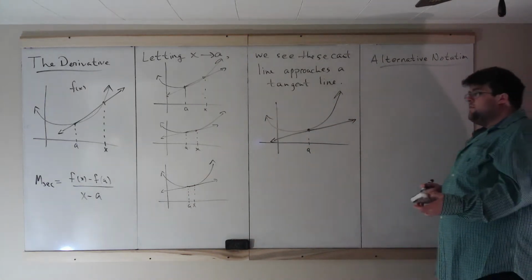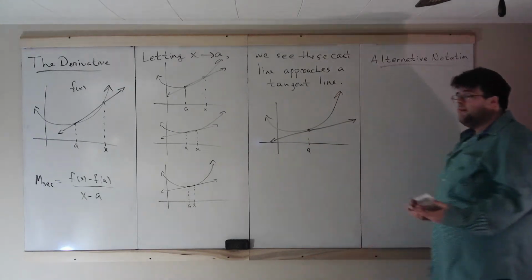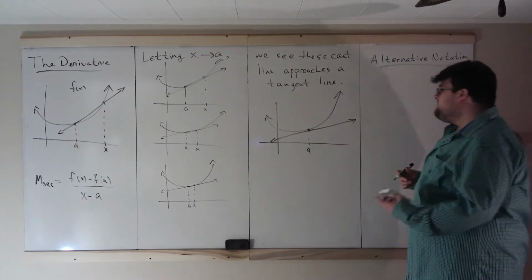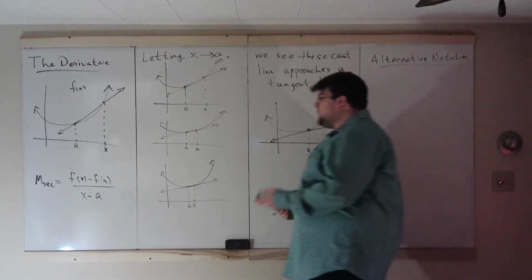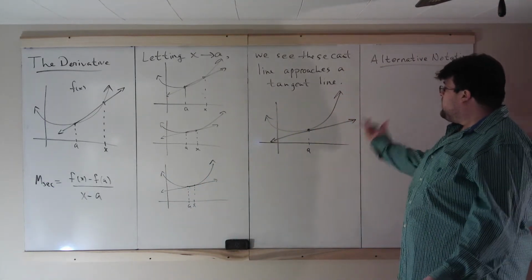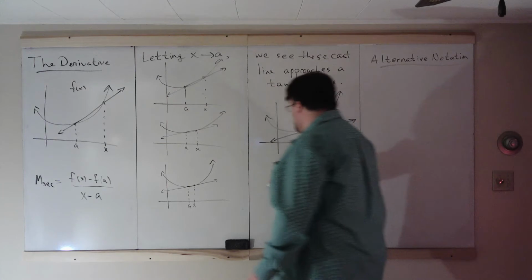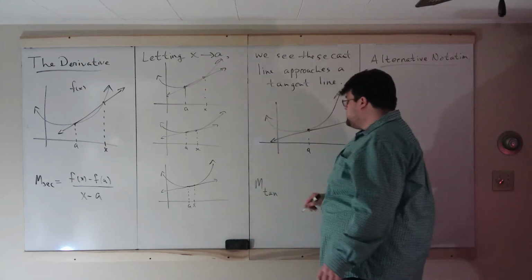And the derivative is going to be a function, we'll formally define it in a moment, but it's going to be a function which gives us the slope of a tangent line. So in the limit, the secant line approaches the tangent line. What would the slope of this tangent line be? Well, it's m tan, m sub tangent. What is it?